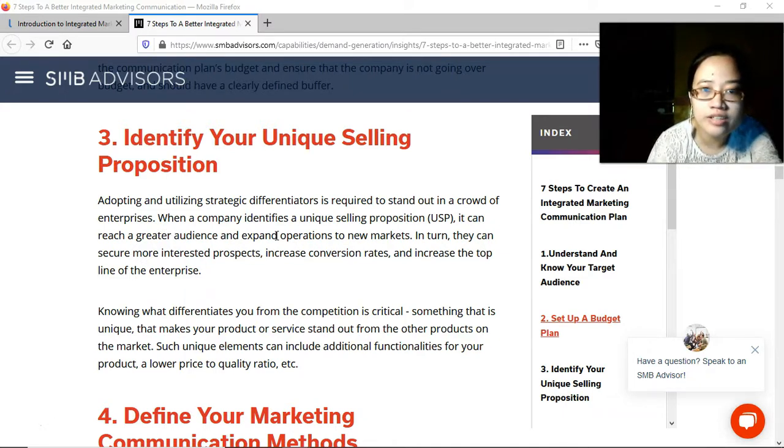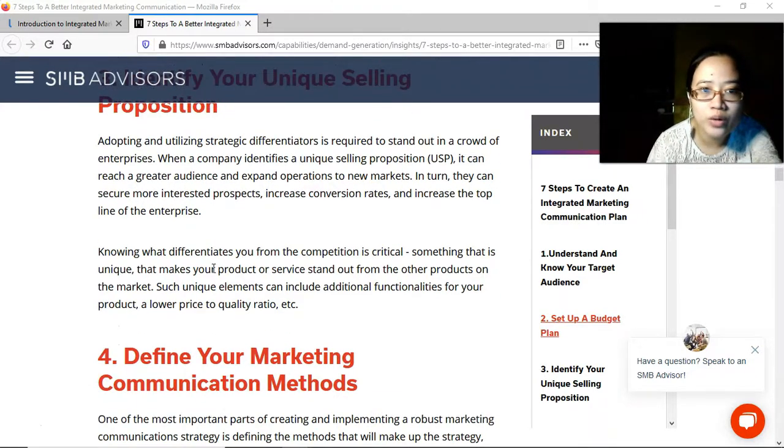When a company identifies a unique selling proposition, it can reach a greater audience and expand operations to new markets. In turn, they can secure more interested prospects, increase conversion rates, and increase the top line of the enterprise. Knowing what differentiates you from the competition is critical, something that is unique, that makes your product or service stand out from the other products on the market. Such unique elements can include additional functionalities for your product, a lower price to quality ratio, etc.